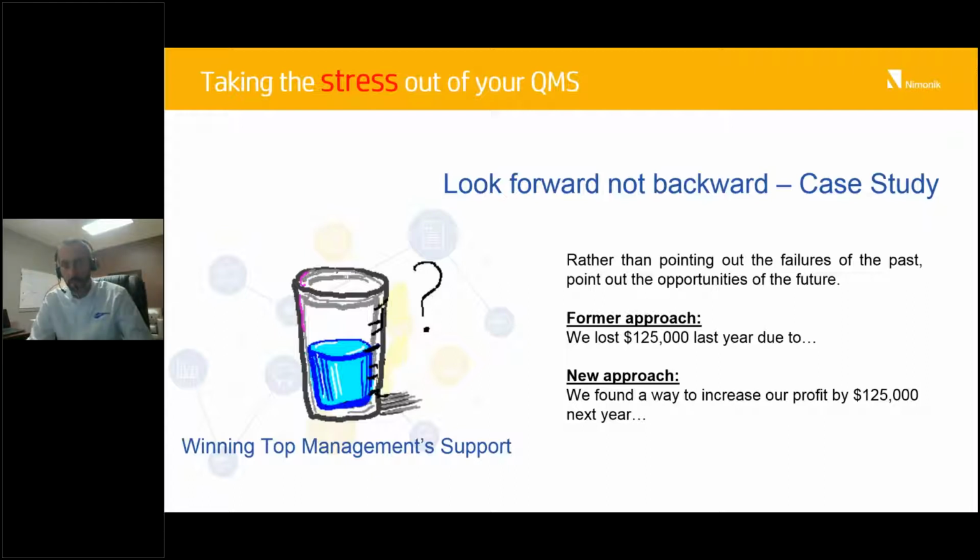Now, don't get me wrong, we have to look backwards. That's the whole point of the management review: this is where we've come from since our last management review. These are our trends. This is what was going on. But if we stop there, and always focus on that, it's going to be hard to win and keep top management support. And so I want us to also look forward.